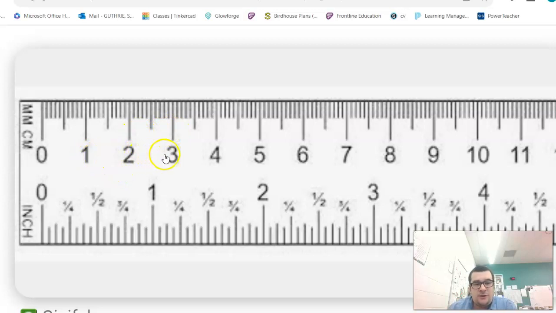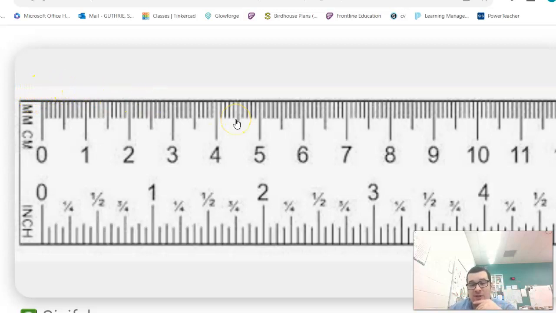Now, these numbers are in centimeters. So how this works is it goes by 10. So 1 centimeter is equal to 10 millimeters, because we have these 10 lines here. So 1 centimeter is 10 millimeters, 2 centimeters equals 20 millimeters, 3 centimeters equals 30, 4 equals 40, and so on. So it's very simple. If you can count to 10, you can measure in the metric system.